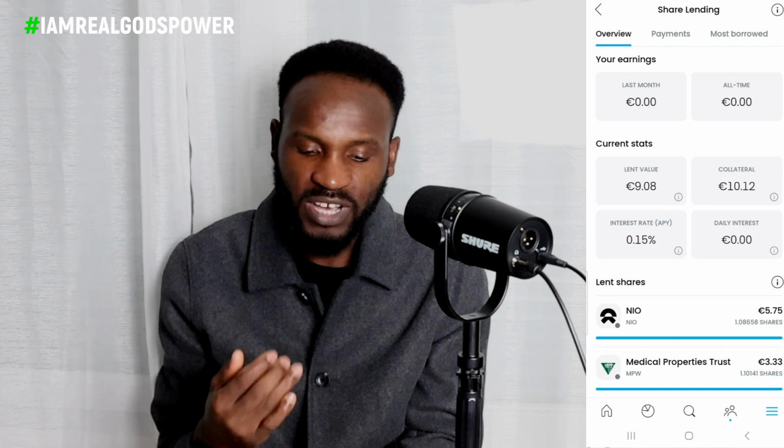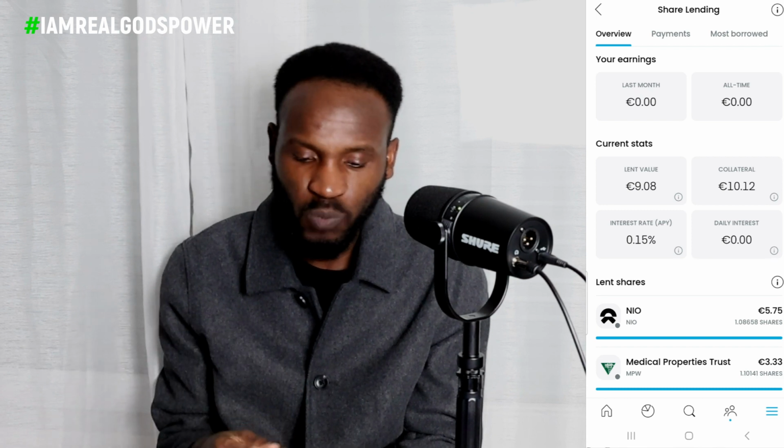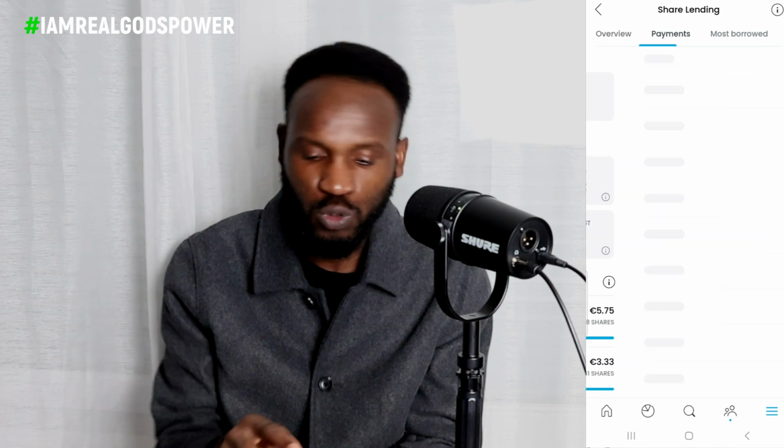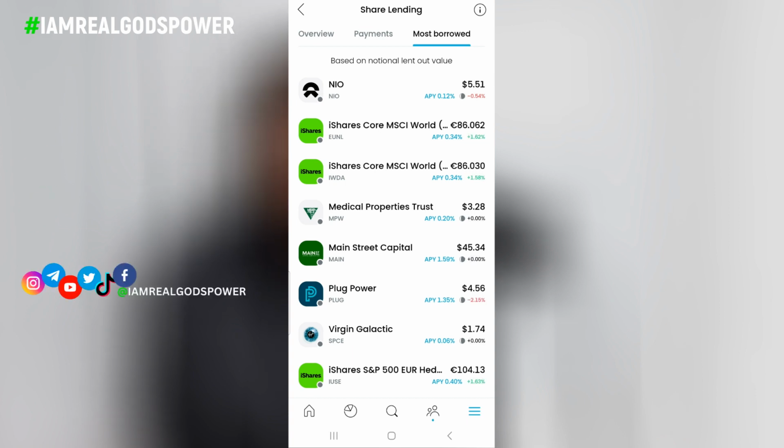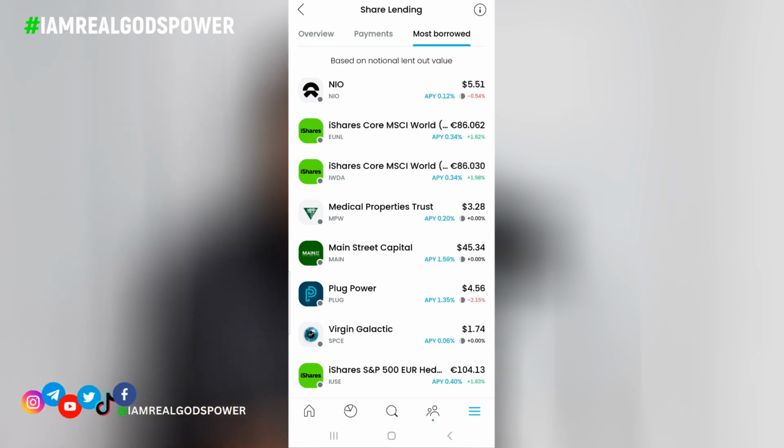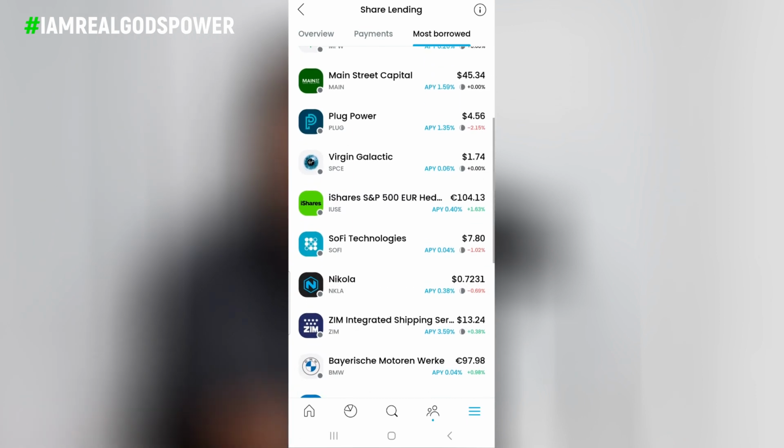And to invest your money, all you just need to do is to click on the part here it said most borrow. This part here it said most borrow. This is where you find companies that you can invest money on and earn interest for them to borrow your money out again and again. So you are earning interest by just doing that.